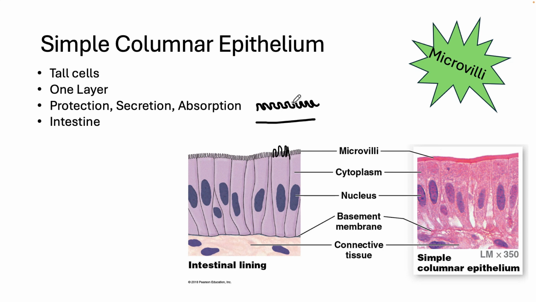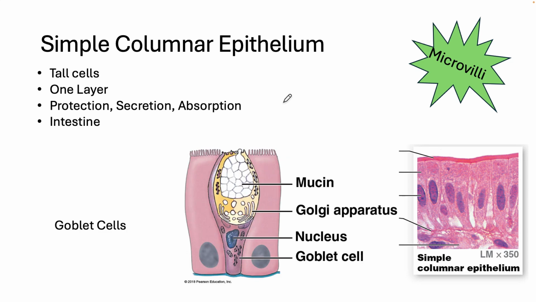There is another type of cell that is often associated with simple columnar epithelium, which is goblet cells. Goblet cells produce mucus, and you can see that here. It's actually sitting between two simple columnar epithelial cells. So this cell right here is also simple columnar epithelium, but it's a glandular cell because it produces mucus.